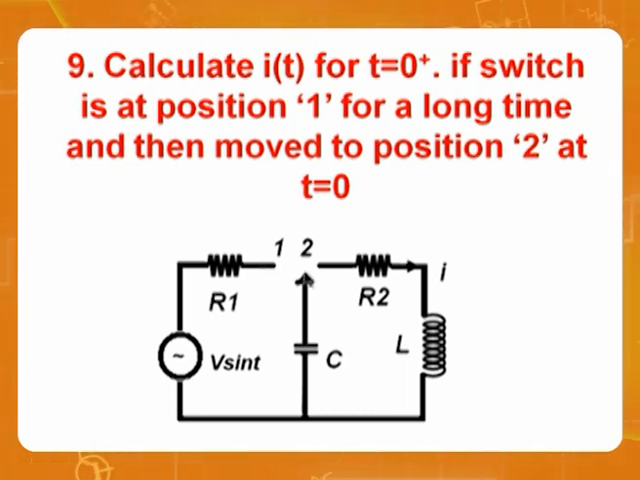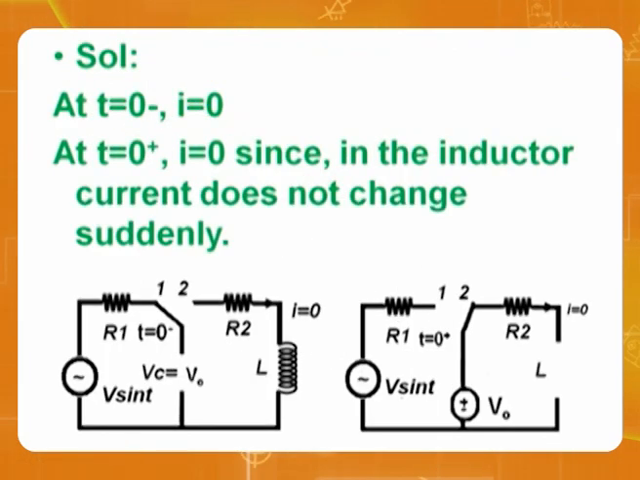If the switch is at 1 for a long time, what are you expecting? Whatever the voltage is there, that will come here. That is what is happening here. After that, you can push over here, right? So shall we follow this? At t equal to 0 minus, this is the circuit. When you keep it for a long time, the maximum voltage will come here. The maximum voltage means what? The maximum value of sine is 1. So Vc into V, so this total V0 comes here.